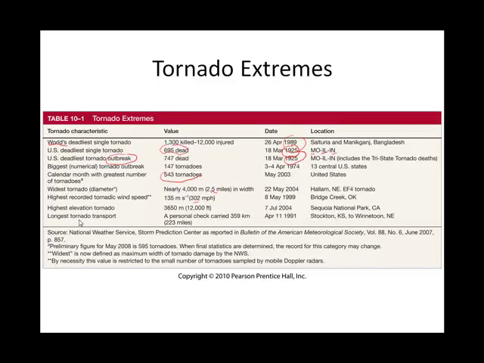This last one I think is kind of interesting. In what case did the tornado transport something the farthest? And the record is a personal check. And if you think about it, when a tornado relocates stuff, how do you match up that stuff with its owner? And a personal check is pretty easy to match up. So it carried this personal check 223 miles. Isn't that cool?